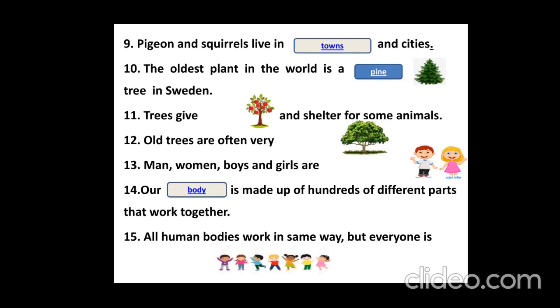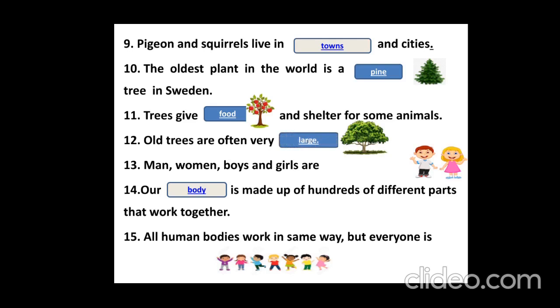Question number 11. Trees give, I can see an apple tree. That means trees give us food and shelter for some animals, and in fact, most of the animals. Question number 12. Old trees are often very... Does this tree remind you of an oak tree? An oak tree gives a home to more than 300 different kinds of insects. Also home for birds and animals. Because they can give a home to so many, they must be really large. So old trees are often very large.